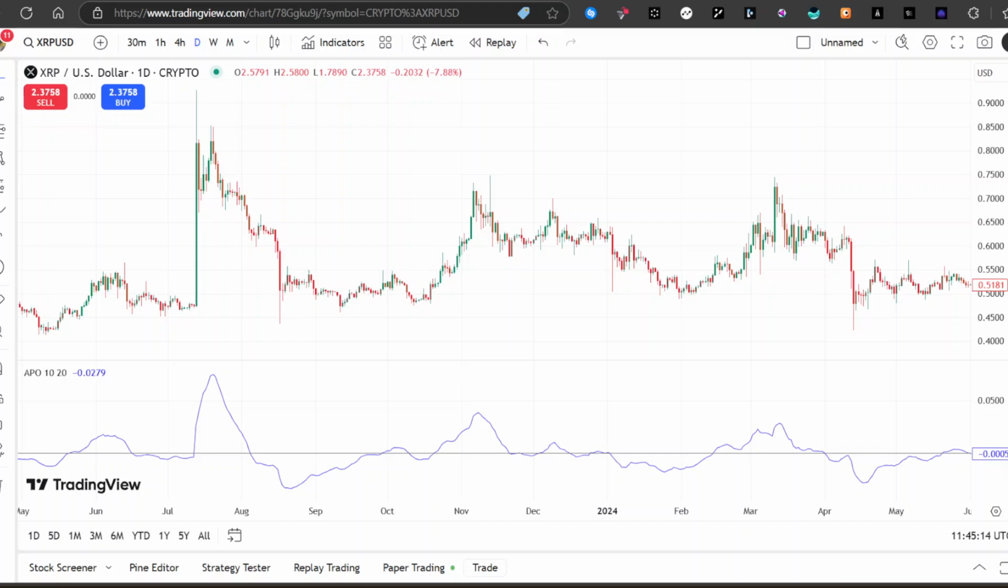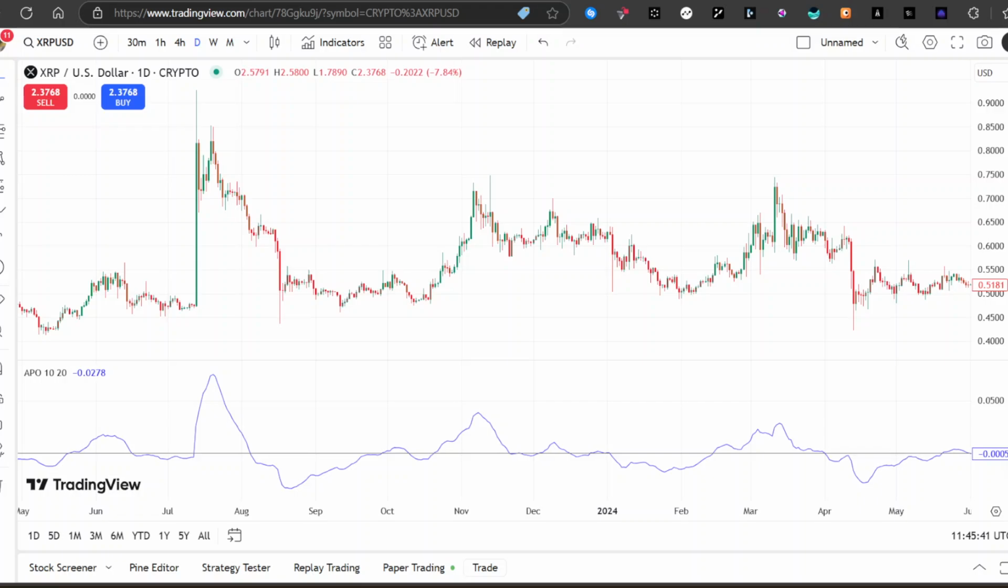Now, a key thing to remember is that the further the APO line is from zero, the stronger the trend. So if the APO line is far from zero, it shows a strong trend. And if the line is close to zero, it suggests the trend is weak or consolidating, as you can see on the chart. This was when the APO was far, and you can see how strong the buy move was. You can see this one, the price is just consolidating, and the APO was very close to the zero line.